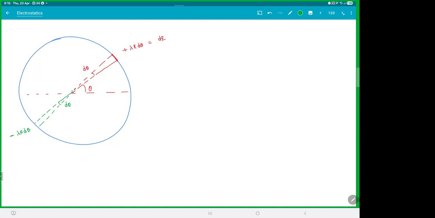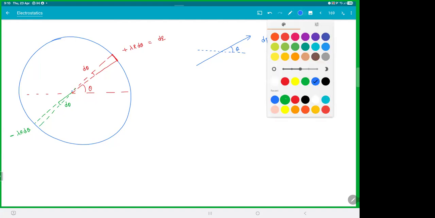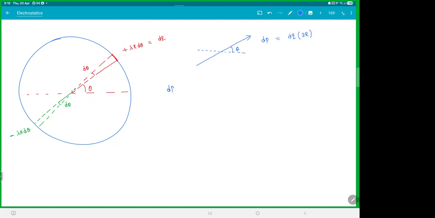So I can treat this thing as one dipole. So we get a small dipole dp bar, which is dq into the distance, which is 2r. But remember, it's a vector quantity. Vector quantities you cannot integrate directly. You have to resolve into components. So dp bar will be lambda r d theta, that's your charge, into 2r (cos theta i cap plus sine theta j cap).